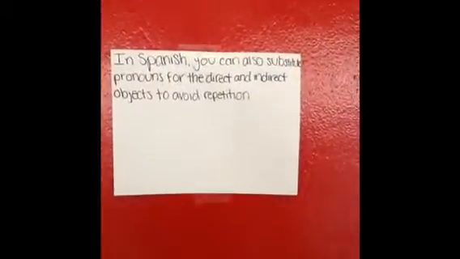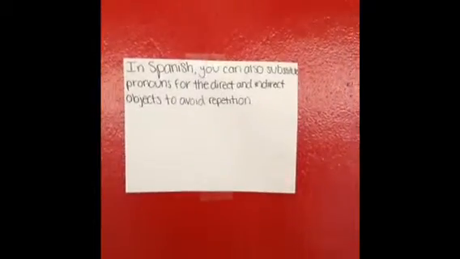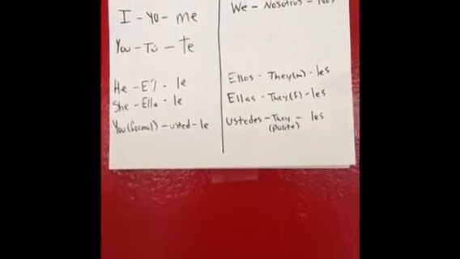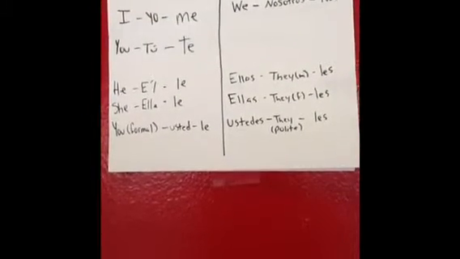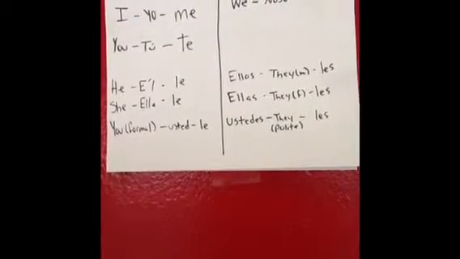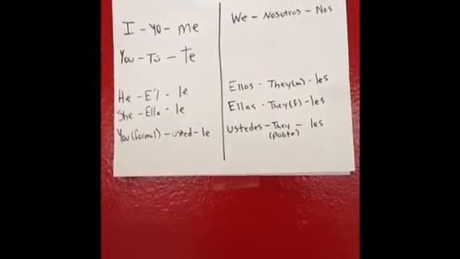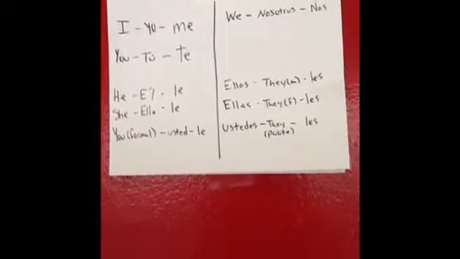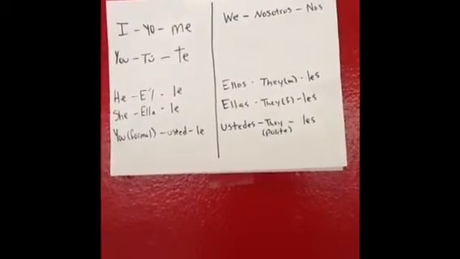In Spanish, you can also substitute pronouns for the direct and indirect objects to avoid repetition. Here's the pronoun table for the indirect object pronouns in Spanish. When the indirect object is yo, you use the pronoun me. When it's tú, you use the pronoun te. When it's él, ella, or usted, you use the pronoun le. Nosotros uses the pronoun nos. Ellos, ellas, and ustedes uses the pronoun les.